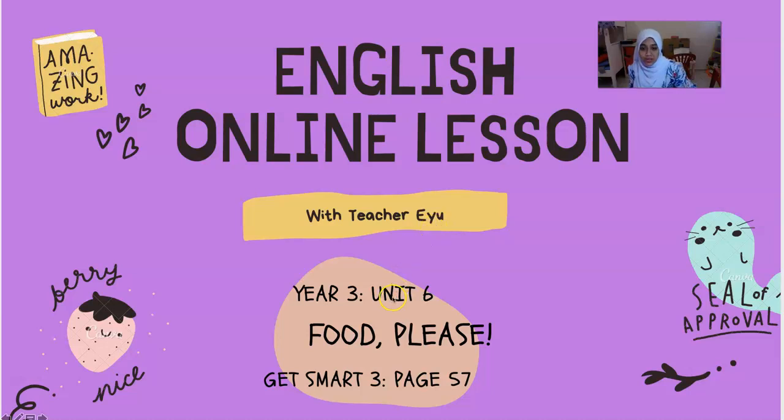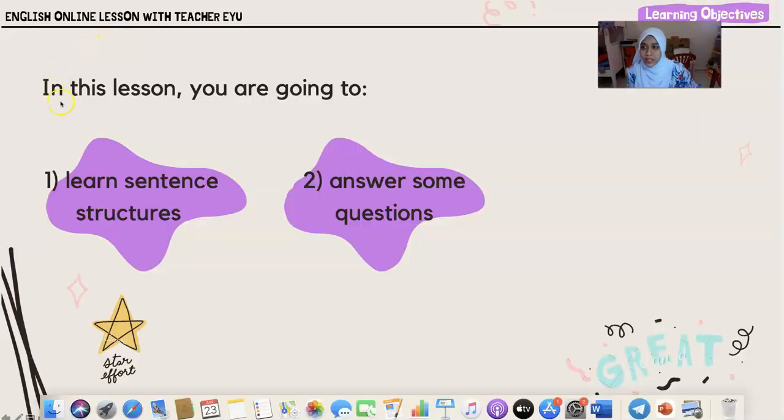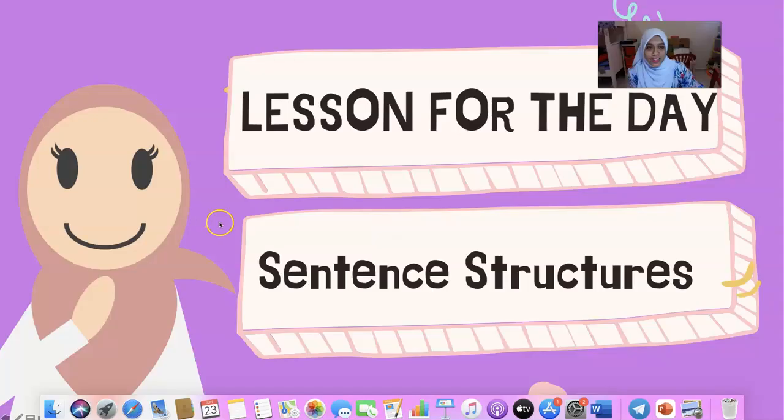Today we are going to learn Unit 6 of the Year 3 syllabus under the title Food Please. And we are going to use the Get Smart 3 book, page 57 as our reference. Let's go. Alright, so in this lesson, you are going to, number 1, learn sentence structures. Number 2, answer some questions. Okay, so now let's go to the lesson for the day.